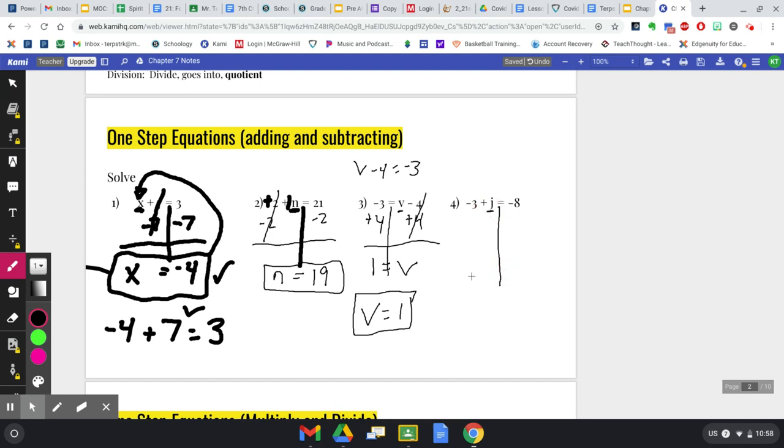All right, so my variable j right here, this is a minus 3, right? They put that sign there, so the inverse would be adding 3. Cancels there. I'm left with j. That is going to be equal to negative 5.